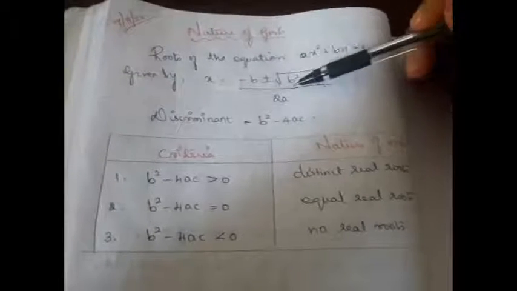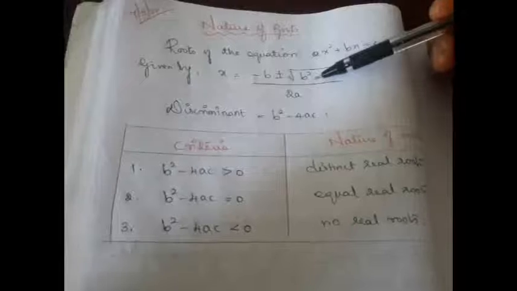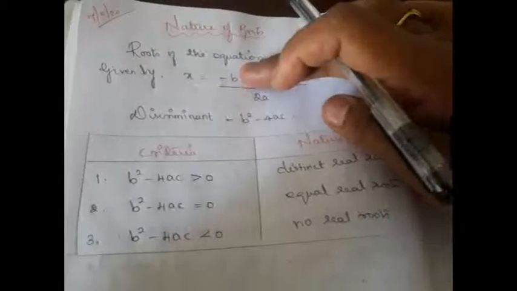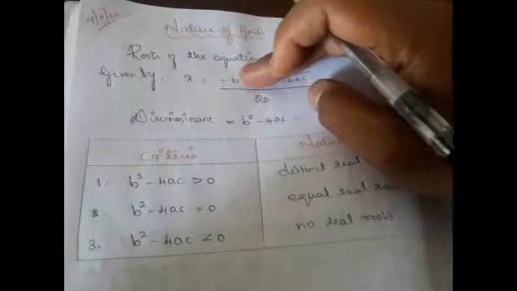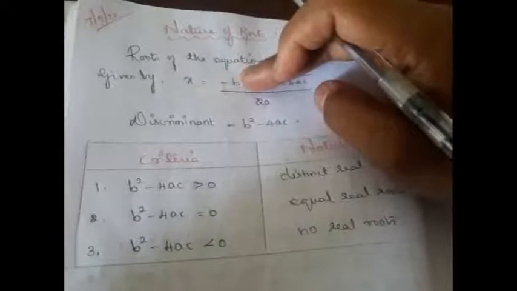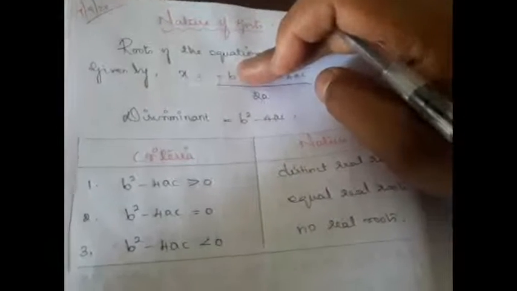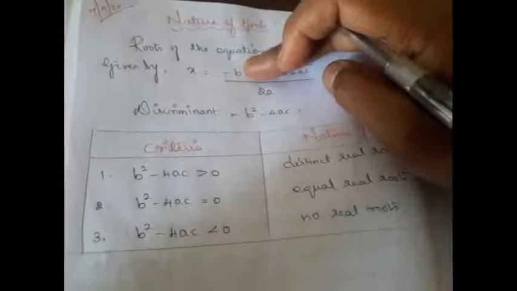Suppose this b square minus 4ac is going to be 0, what will happen? This entire term will become 0. Therefore, there is no option for this plus or minus at all. We will end up with minus b by 2a only, which means x has only one value. Now, in a quadratic equation, if x has only one value, it means that the roots are repeated. The roots are repeated, which means equal roots.